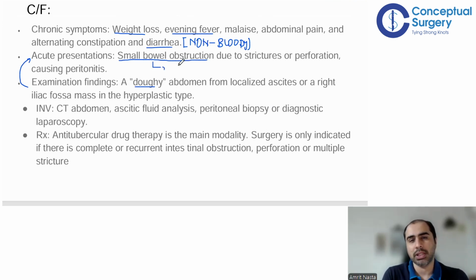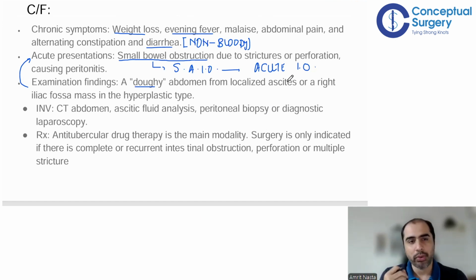Normally, the presentation is subacute intestinal obstruction, which can rarely cause a complete obstruction, so the person will end up with acute intestinal obstruction. So most of the times, the patients will present with abdominal distension because of ascites and adhesions causing a subacute intestinal obstruction along with constitutional symptoms.